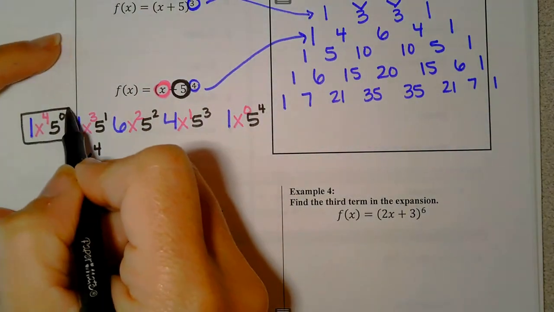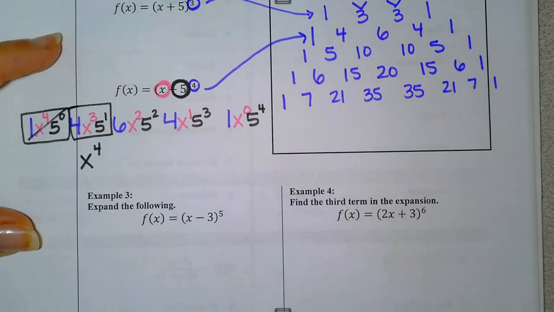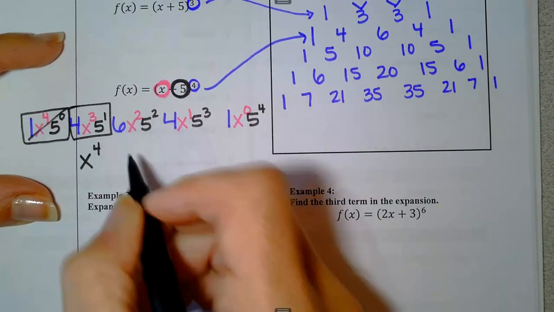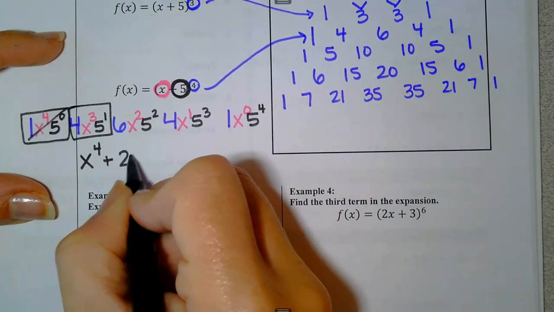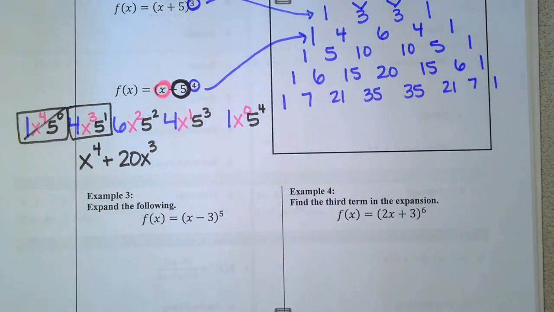So that one's done. And then if I do this one, what's 4 times 5? 20. Positive 20. So I have to add 20. And that's x to the 3rd. See how you're kind of narrowing it down to your answer?